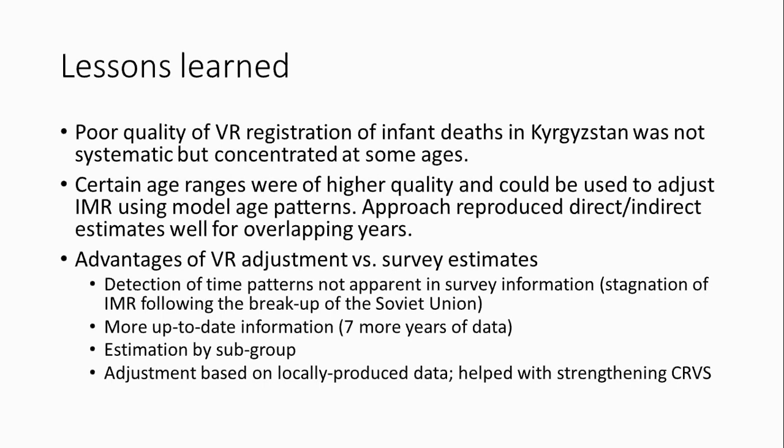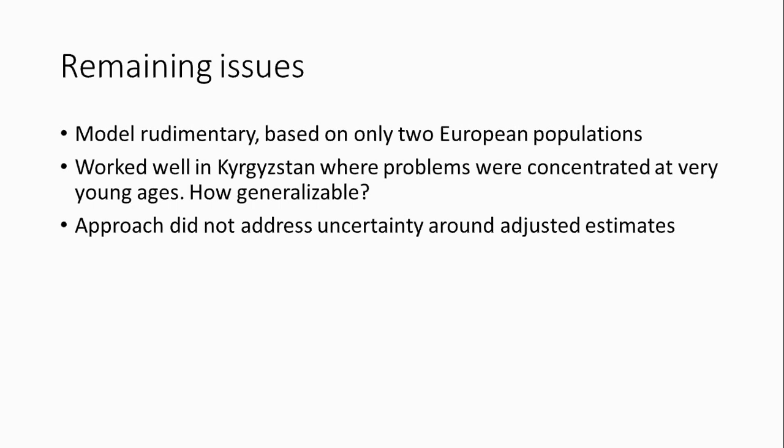And this also helped them with strengthening their CRVS, especially in terms of, by the end of the study, as you see, the VR data was much better, but there was still this issue of urban-rural distribution, which they realized through the study. Remaining issues, in terms of trying to make this a little bit more general: the age pattern model was very rudimentary, based on only two mortality conditions.